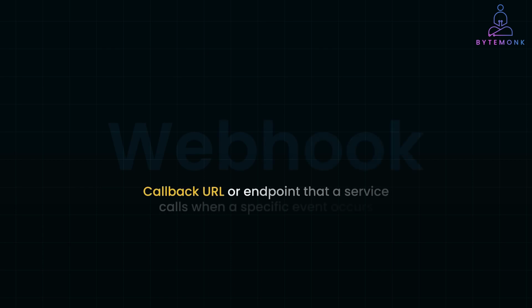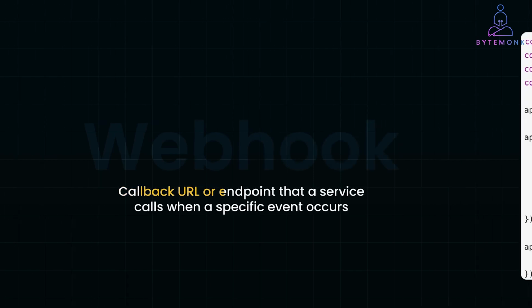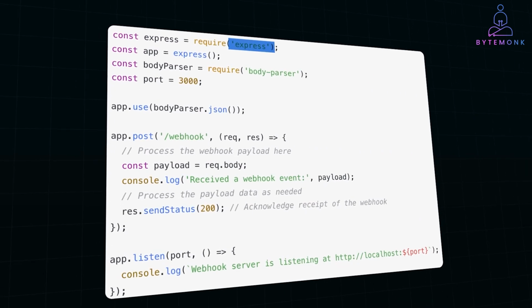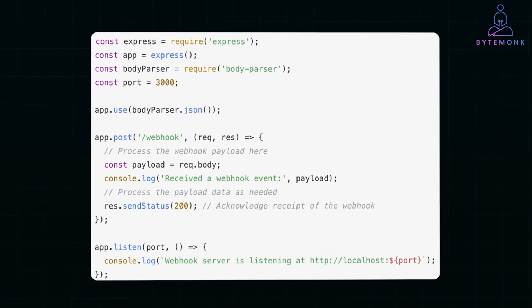A webhook is essentially a callback URL or endpoint that a service calls when a specific event occurs. This code here sets up a basic webhook listener using Express.js. It creates a server that listens for post requests at the webhook endpoint. Whenever an external service triggers a webhook, it sends the event data as a post request to this endpoint. The server processes the incoming data and logs it, while also acknowledging receipt with a 200 OK response. It's a simple yet effective way to handle webhook events.